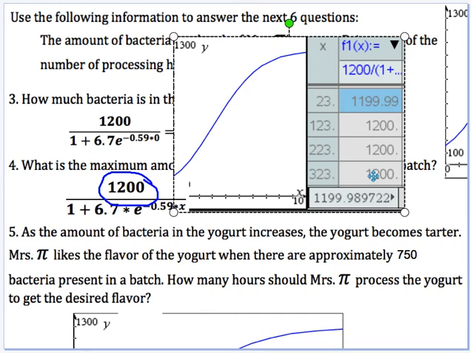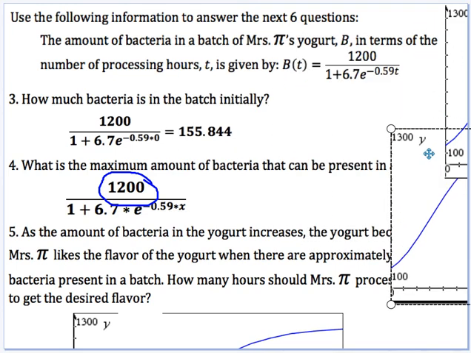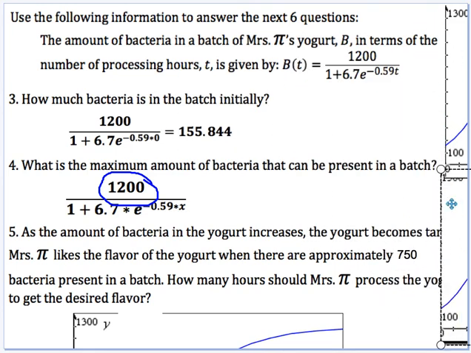So if you remember about the numerator, you don't have to do all that extra stuff with the graph. Just look at your number in your numerator, and that is going to be your limit.